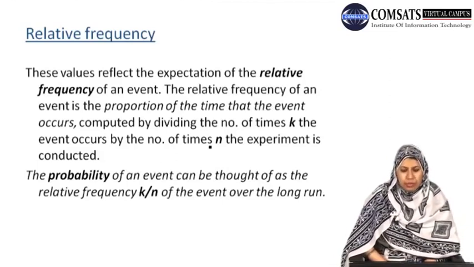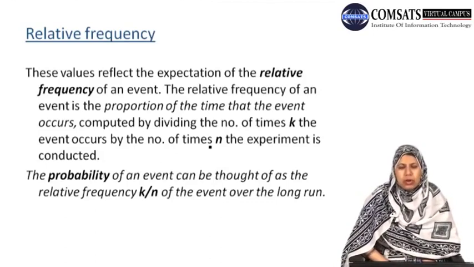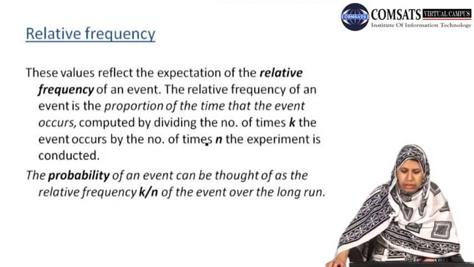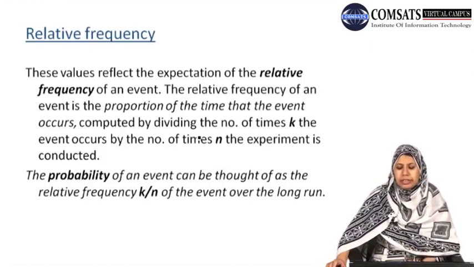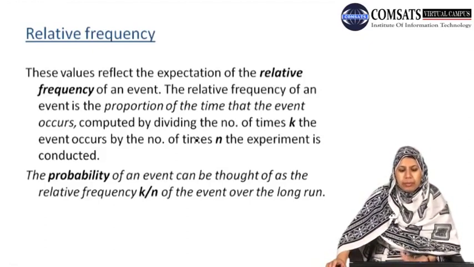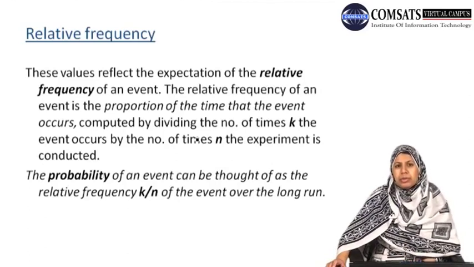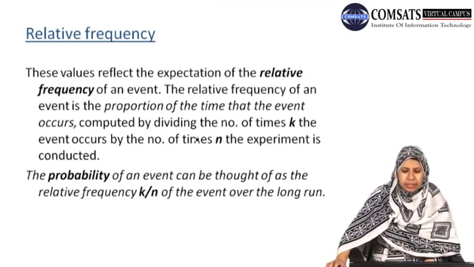So the probability of an event can be thought of as the relative frequency k over n of the event over the long run. And this is what we mean by this definition of probability: it is the ratio of the number of times that the event occurred divided by the total number of times the experiment is conducted.